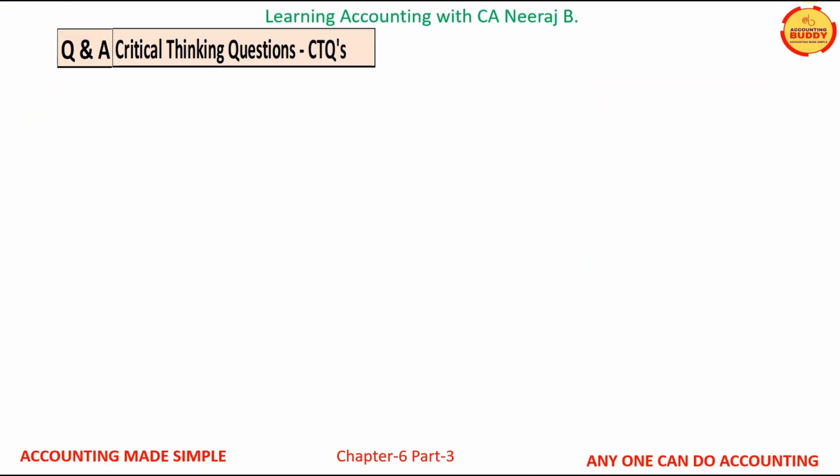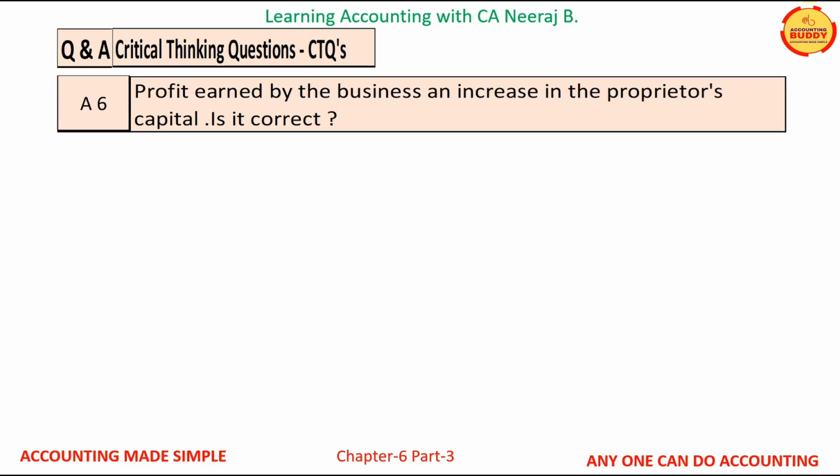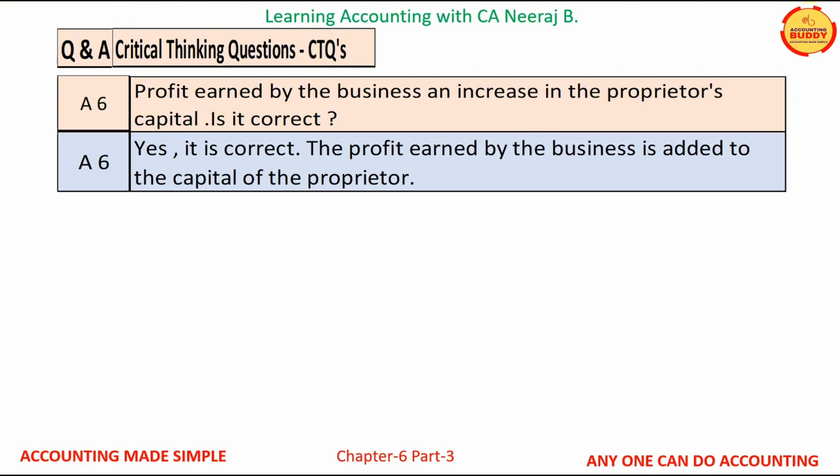Let us now try and answer a few critical thinking questions. Question number 6 on your screens is, profit earned by the business is an increase in proprietor's capital. Is it correct? The answer is yes, it is correct. The profit earned by the business is added to the capital of the proprietor.